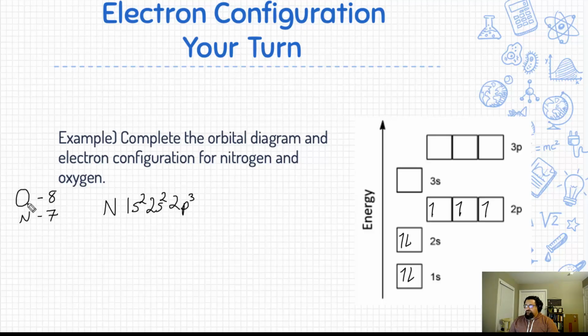Now if it's oxygen, we just have to do 1 more. So let's not erase all this. Let's add 1 more. Now, where do we add it? Could we have up, up, up? Well, now we need to add a down because now we finally have a 4th electron. We've got to add 1 more. And so with oxygen, very similar: 1s2, 2s2, 2p4. And that is the basics of electron configuration.